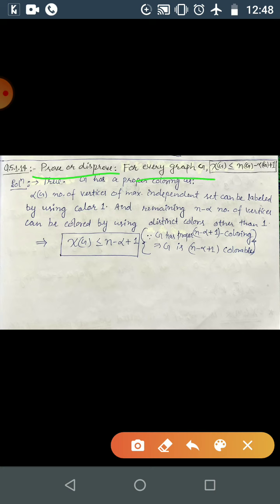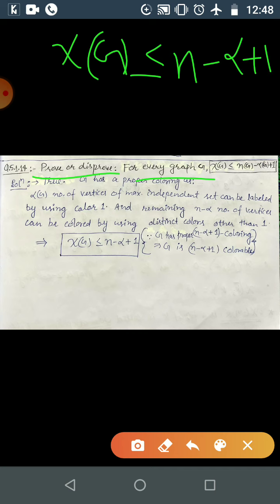for every graph G, the chromatic number of G is less than or equal to n minus alpha plus 1. So n is the order, alpha is the independence number, and 1. Okay, so the chromatic number will always be less than or equal to the number of vertices n minus the independence number alpha plus 1, and this statement is true.